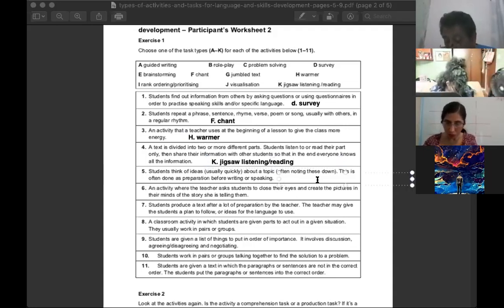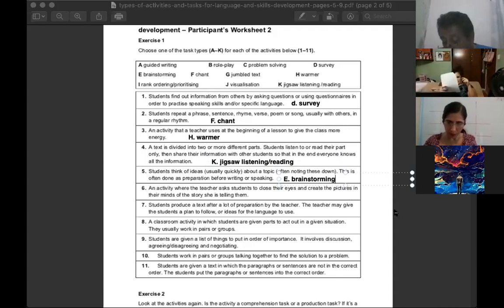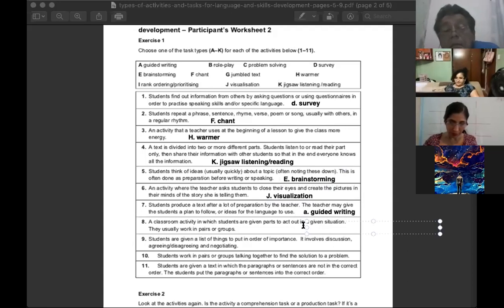Number five? E, brainstorming. Yes, brainstorming. Very good. Number six? Visualization. Yes, visualization. Number seven? Guided writing. Guided writing. Excellent. Number eight? Role play. B? Number eight, B, role play, yes.